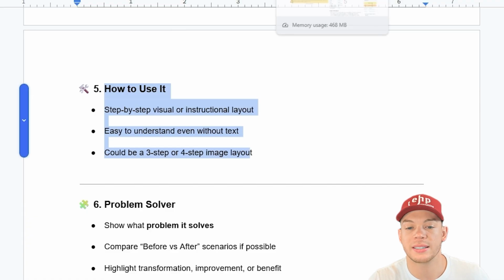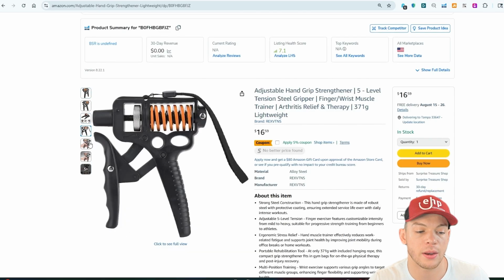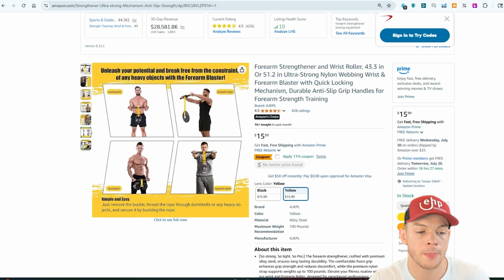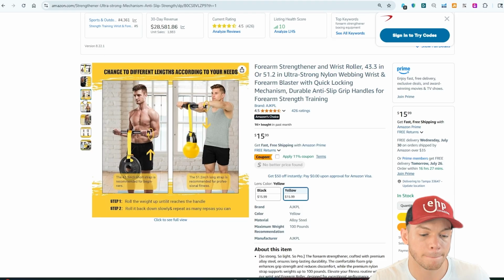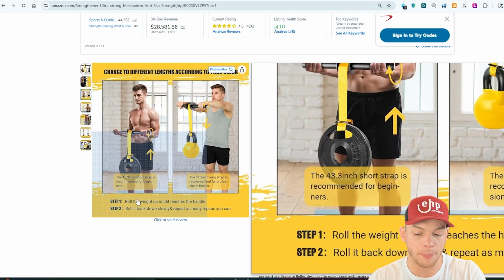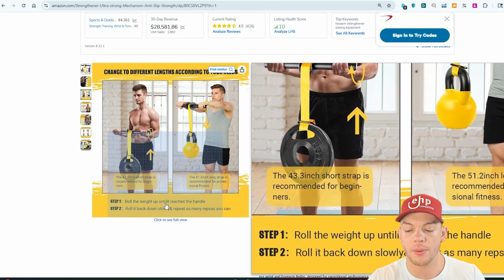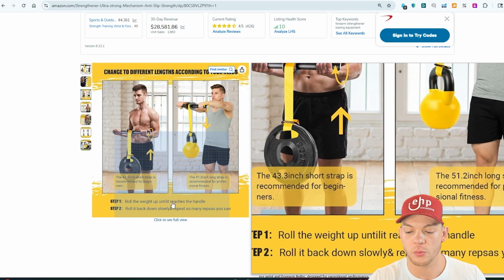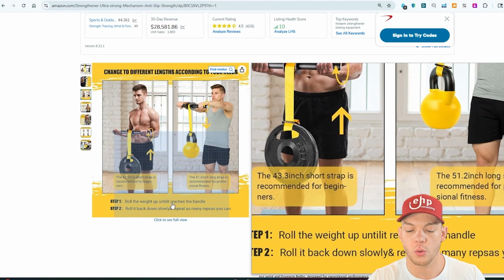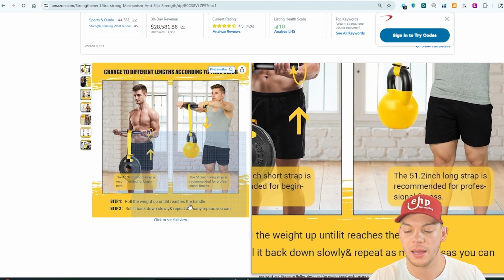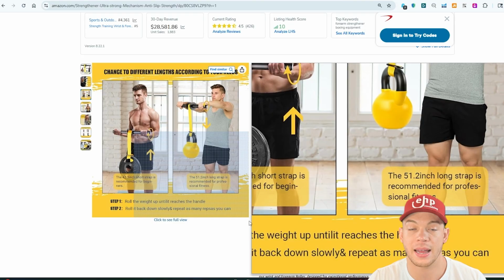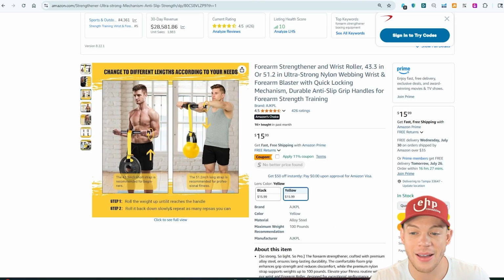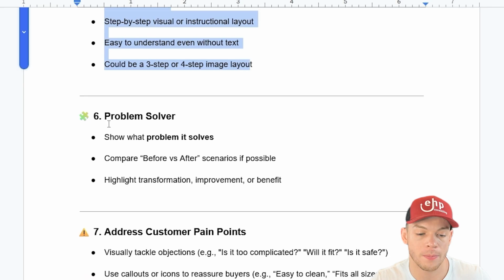How to use it? Do you have a step-by-step on how to use the product? Again, they don't have a step-by-step on how to use it. Let's see, do they have a how-to right here? Yep, here it is, all the way at the bottom. Step 1, roll the weight up until it reaches the handle. Step 2, roll it back down slowly and repeat as many reps as you can. So they literally have a step-by-step guide at the bottom. They have a how-to and they show it.